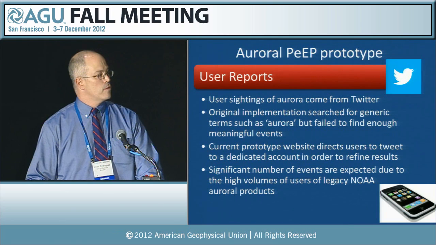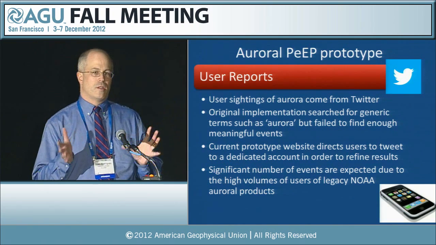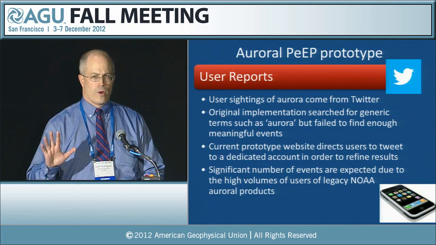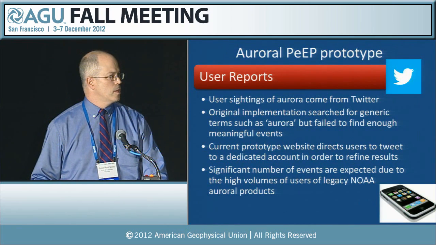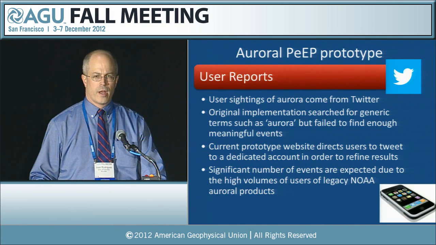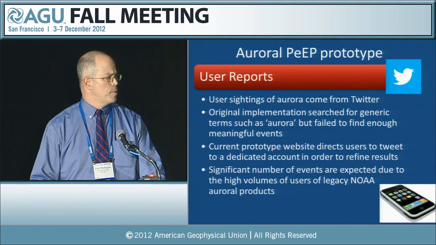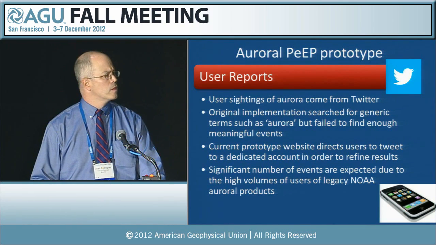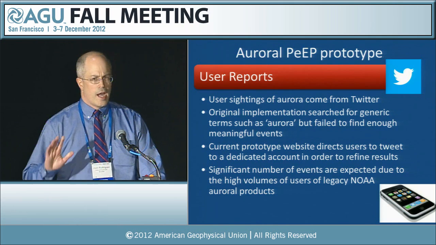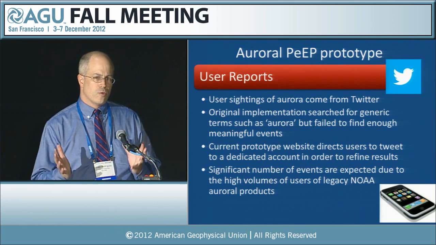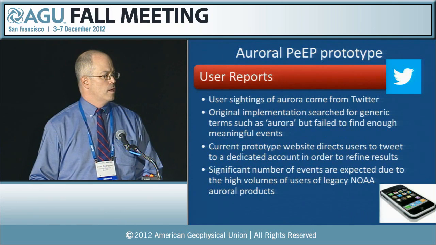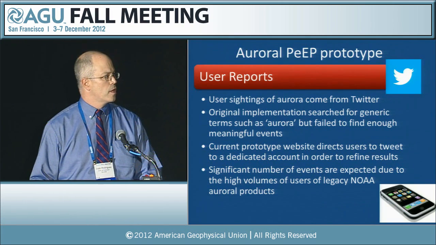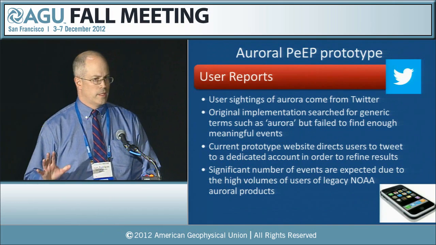A significant number of events are expected. I mean, this implies that essentially we have to train the public to do this. We're highly optimistic that this will work because, in fact, the legacy NOAA auroral products are by far the most popular products put out by NOAA in the area of space environment and aurora. So there's a high level of interest, and this is a way of enhancing the role of the public in these products, by telling them to use this website.